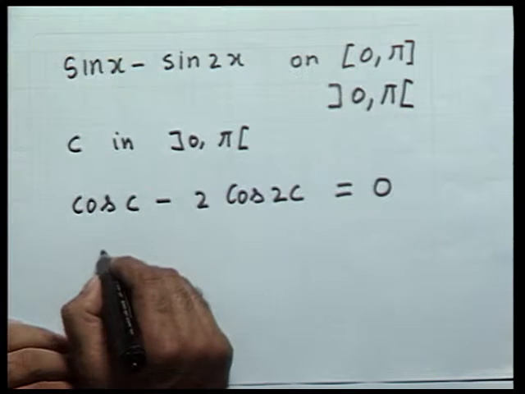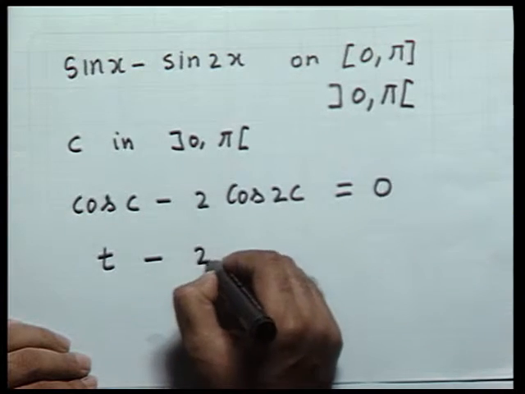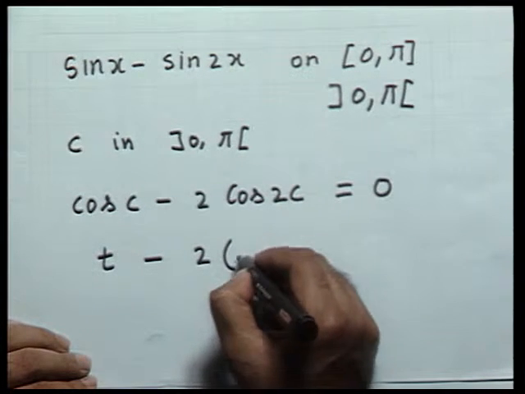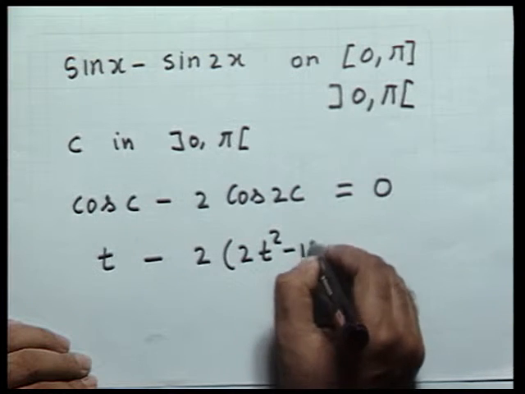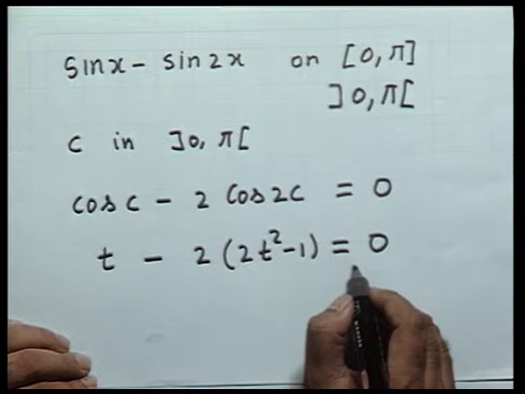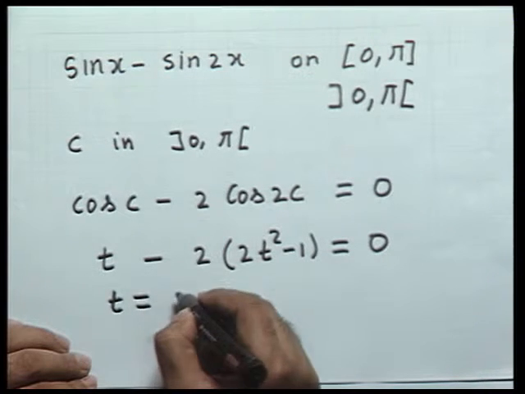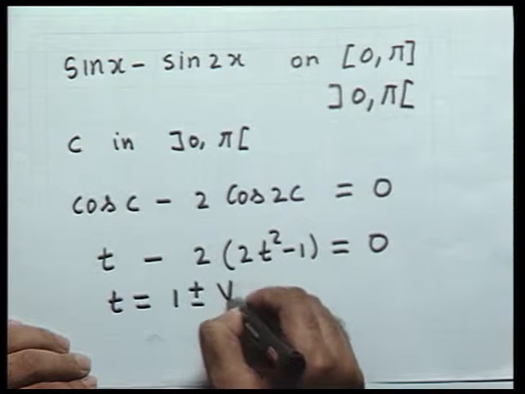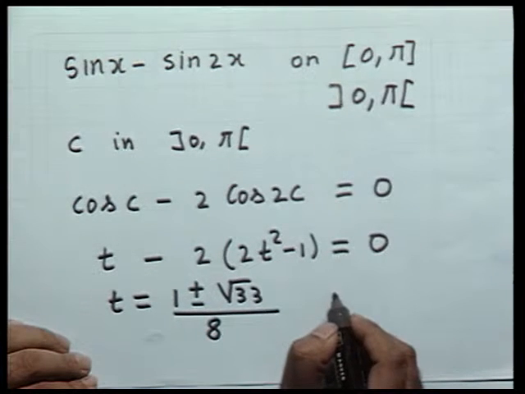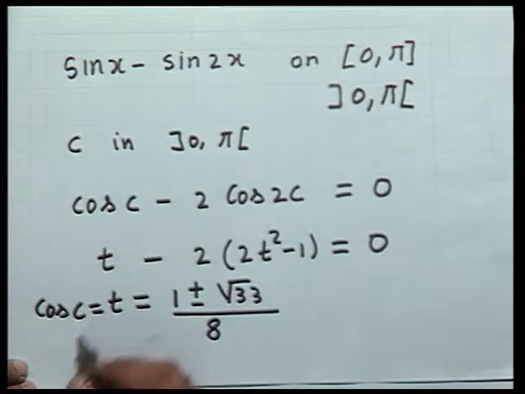Suppose I put cos c equal to t, then this equation becomes t minus twice cos 2c, and cos 2c can be written as twice cos square c minus 1. So, this becomes t minus 2(2t square minus 1) equal to 0. If I solve this quadratic in t, and it is no difficult matter to solve this quadratic, you will find two values of t equal to (1 plus or minus under root 33) divided by 8, and t, remember, is cosine of c. So, I get cosine c equal to this.